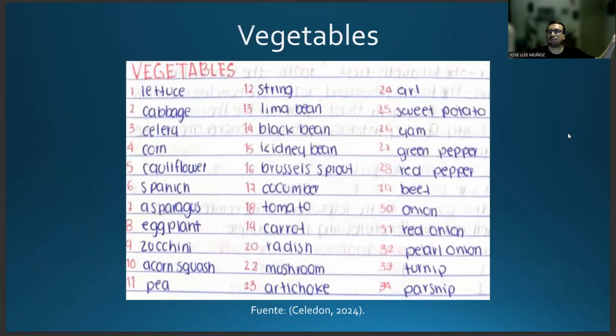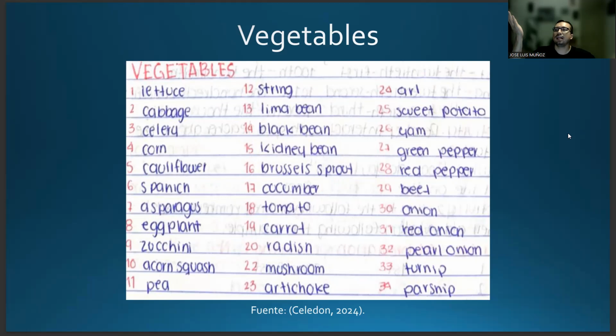Also, since we are talking about fruits, we have to talk about vegetables also, the veggies, you know? You have lettuce, cabbage, celery, corn, cauliflower, spinach, asparagus, eggplants, zucchini, squash, pea, string bean, lima bean, black bean, kidney bean, Brussels sprout, cucumber, tomato, carrot, radish, mushroom, artichoke, sweet potato, yam, green pepper, red pepper, beet, onion, red onion, pearl onion, turnip, and parsnip.